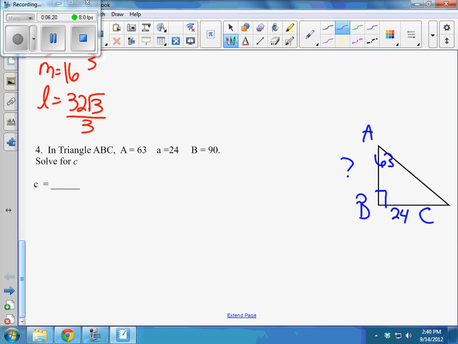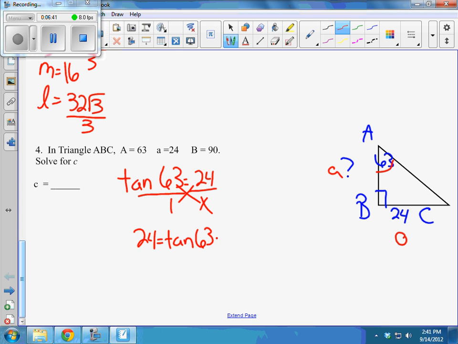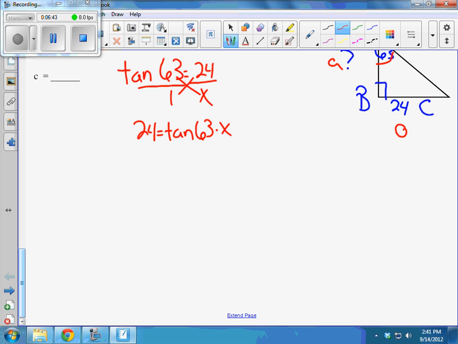So based on this, my given angle, I've got opposite and adjacent, so I'll be using tangent, TOA. So it goes tangent with the angle and then opposite over adjacent, which I'll put an X here now. And then I can go into cross products. 24 times 1 is 24. Tangent of 63 times X should be 24. And now to get X by itself, I'm just going to divide by tangent of 63. And so on the calculator, I want to type in 24 divided by tangent 63. And I'm done, and I get about 12.2. All right, so that's the first page.